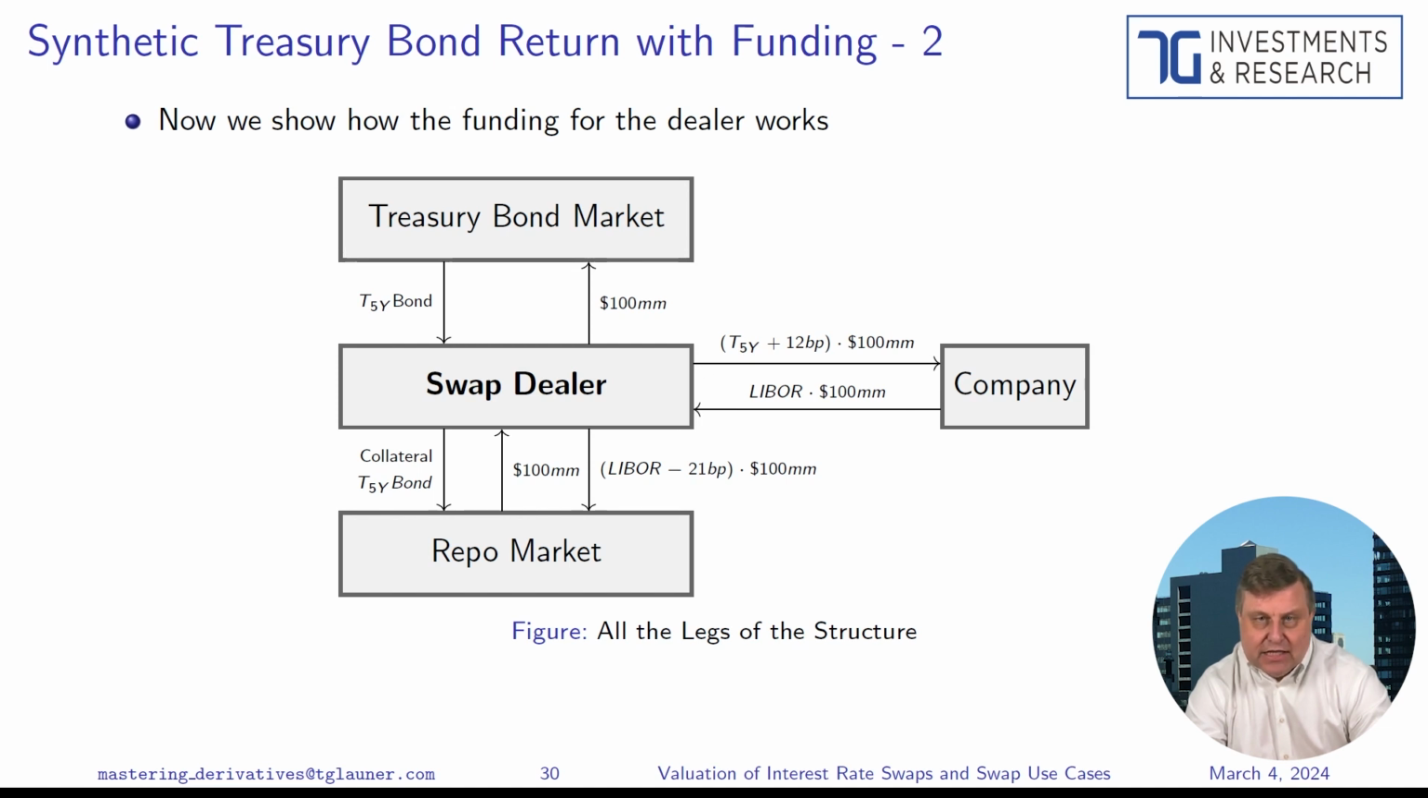The funding rate is relatively low as the loan is collateralized with a treasury bond. Please take 5 seconds now just to absorb this information before we delve into what aspects cancel each other out from the perspective of our swap dealer. So the 100 million cash flows cancel out, the LIBOR flows cancel, the treasury bond returns cancel. Finally, when the repo matures, possibly after rolling multiple times, the collateral is also returned.